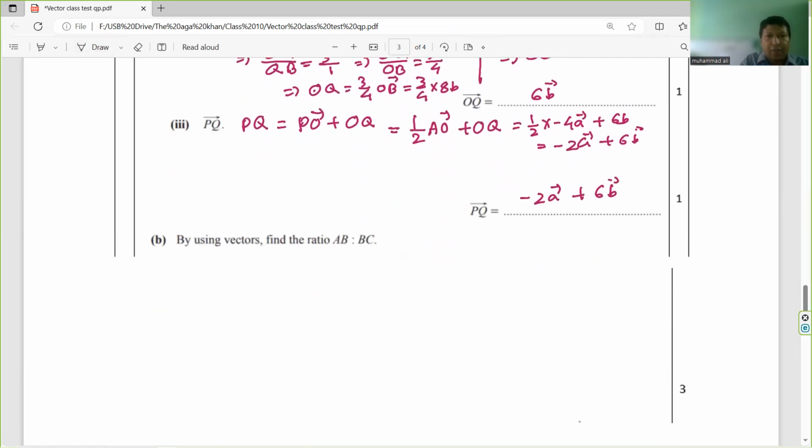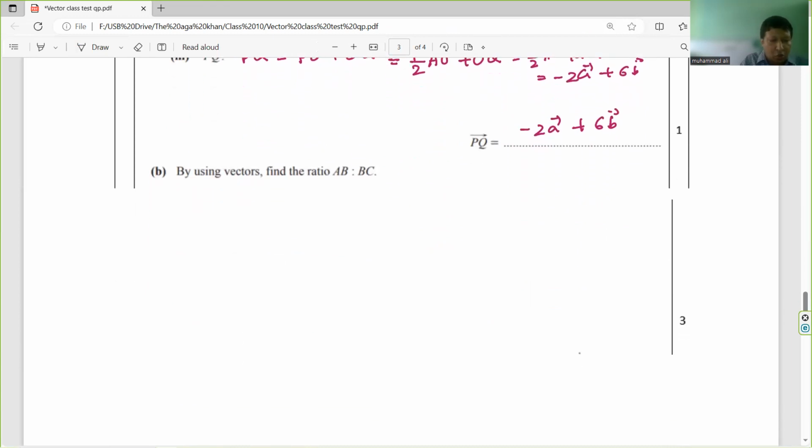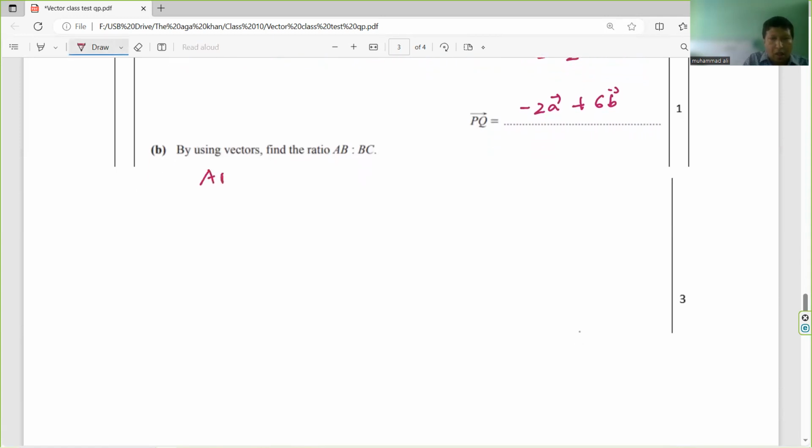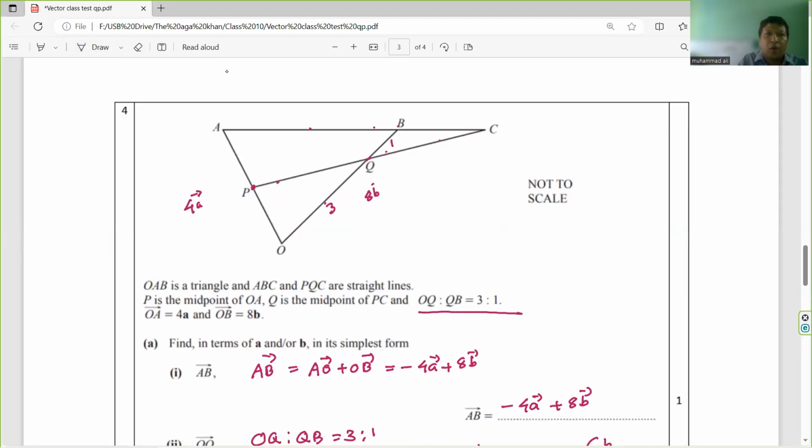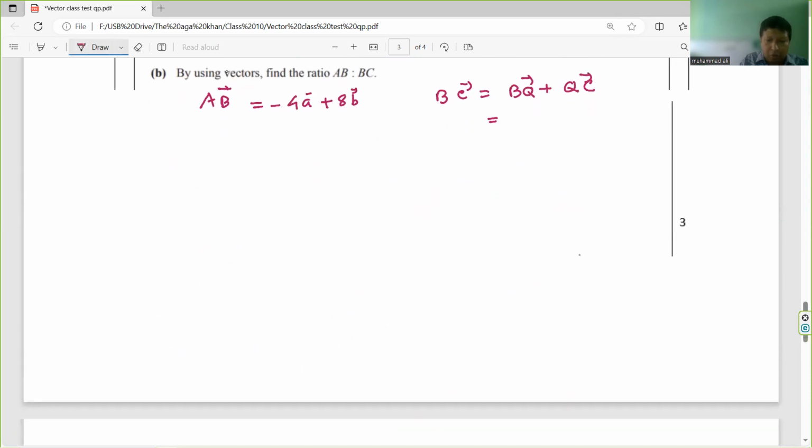Okay. Now, by using vectors, find the ratio of AB and BC. So, we know that AB vector equals minus 4A plus 8B. And BC vector is BQ plus QC. Remember, Q is the midpoint of PC. That means PQ equals QC. So BQ, we know that Q divides OB by OQ and QB is 3:1, so we want BQ. So this part will be 1/4. So we can write BQ equals 1/4 of negative 8B.